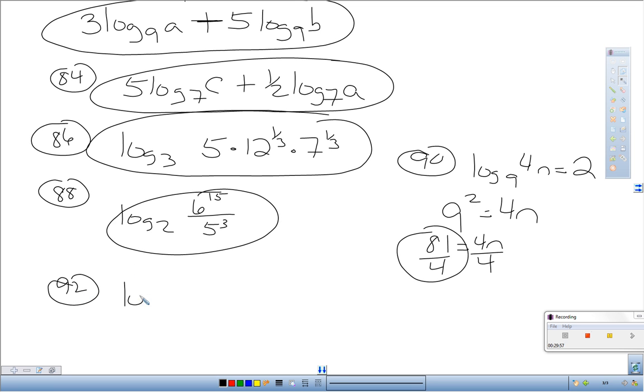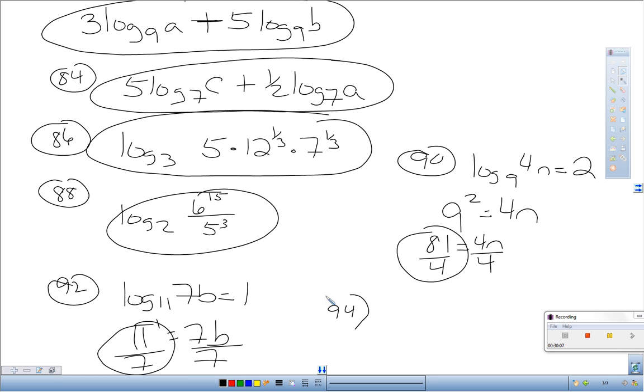For 92, I've got log base 11 of 7b is equal to 1. Go ahead and rewrite that. So it's going to be 11 to the first equals 7b. Divide by 7, so you just get 11 over 7.